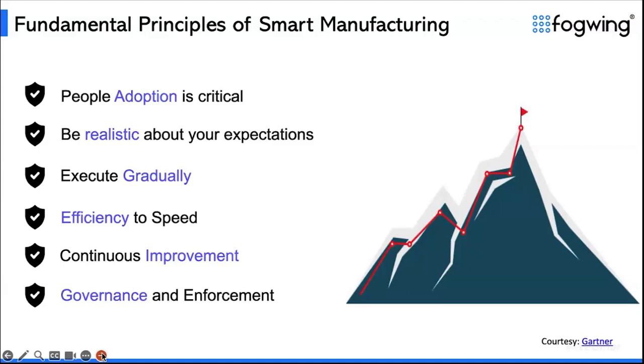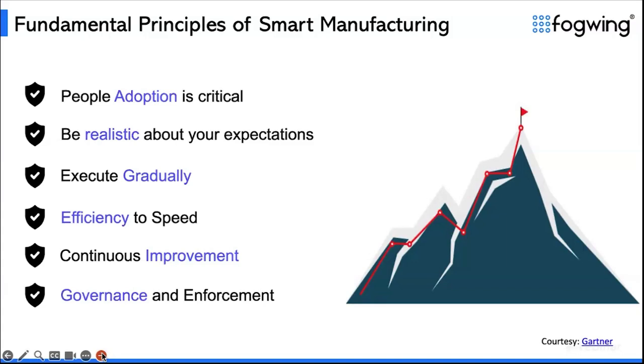The fourth point is efficiency versus speed. Don't rush into deployment. Don't rush into deploying technology onto the shop floor. Don't rush into expecting something will happen very fast. Efficiency is more important than the speed of implementation. So do that gradually: measure the value, improve the system, and then go to the next step. Efficiency improvement is more important than the speed of results. So be more efficiency focused than focused on the speed of implementation or speed of operations.